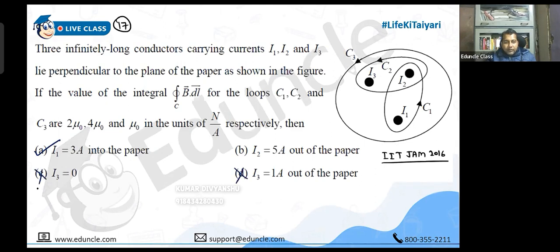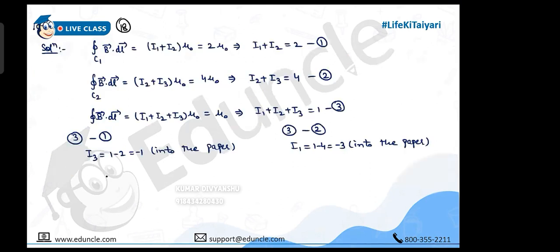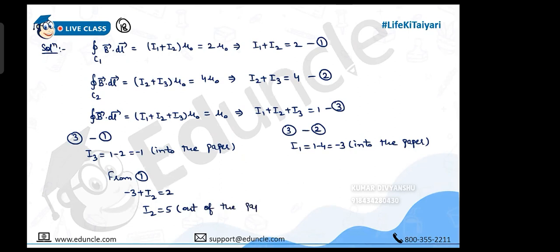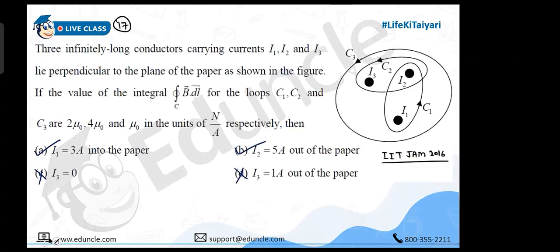Wrong, na? This one is also wrong. Let us check I2. So it means from 1, minus 3 plus I2 is 2. So I2 will be 5, so out of the paper. So B is also correct. Please check.